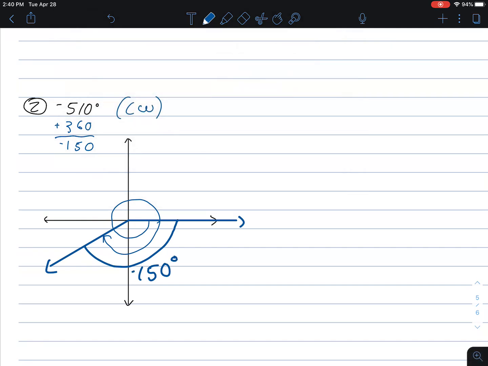The little circle that goes all the way around, that's negative 510, right? But they're coterminal. It starts and ends in the same place. You're just going another full lap to start. Okay, so now that I have that, I need to get back to the x-axis.